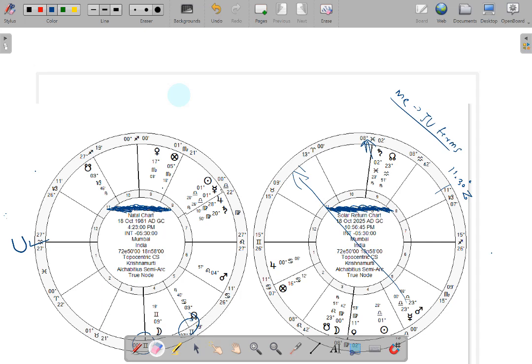Yeah, so if you see, Saturn is 2 degrees Pisces, and the ninth house cusp is 0 degrees, sorry, 1 degree of Scorpio. So Saturn pretty much is trining the ninth house cusp. The solar return Saturn trines the ninth house cusp.